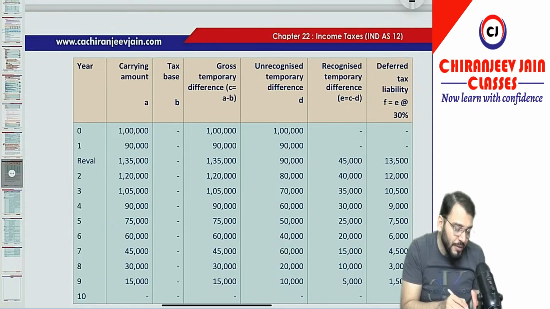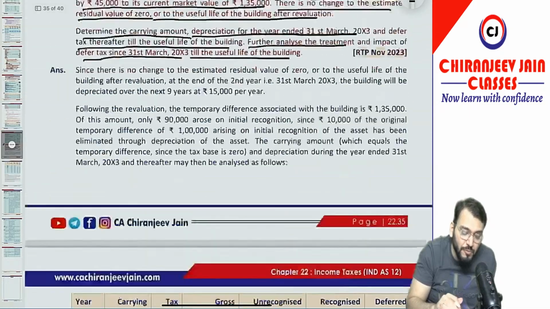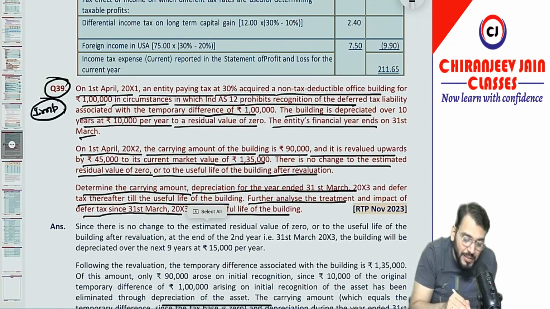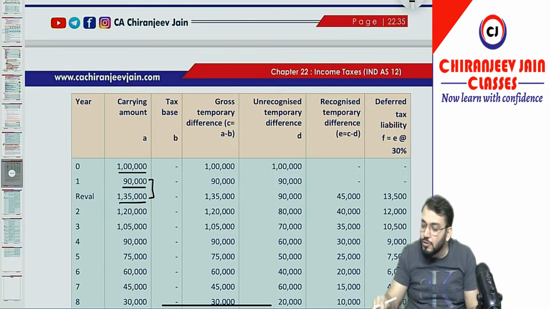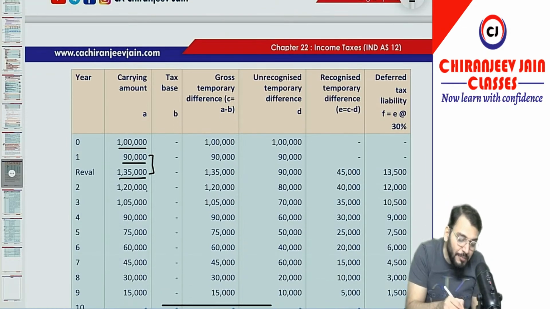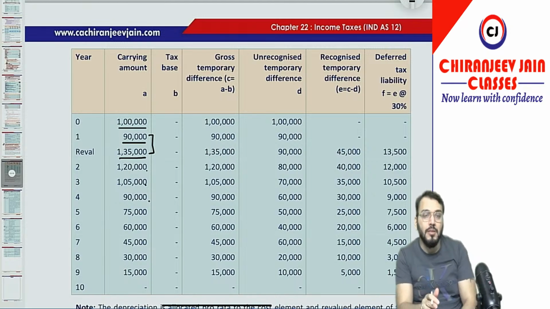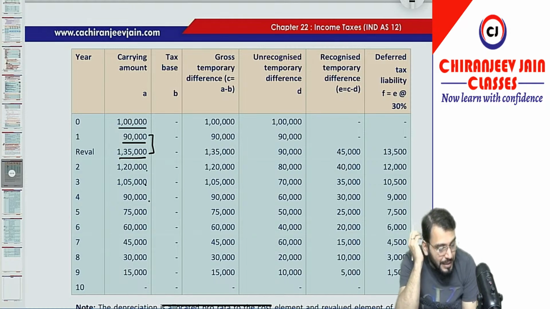So this is Y0, then Y1, then Y2. They have given 10 years. Initially the carrying amount was 1 lakh. Then in Y1 it becomes 90,000, and in Y1 only they have done revaluation, so it becomes 1,35,000. The revaluation was done at the beginning of the second year; at the end of the first year it is the same. Then depreciation will be on 1,35,000 divided by the remaining useful life, which comes to 15,000. So with 15,000 depreciation each year, minus 15, minus 15, minus 15, it will become 0. Have you understood the carrying amount first? Any doubt?